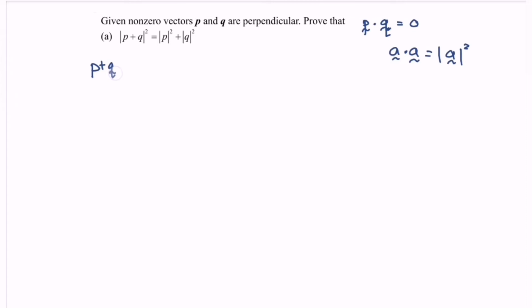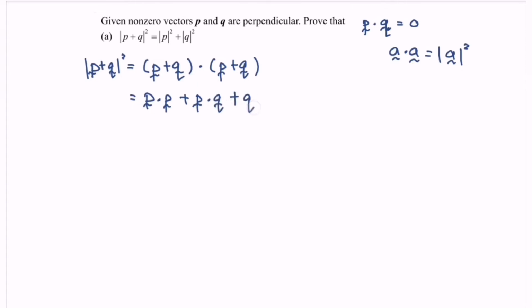P plus Q, we have the modulus squared, which is equal to P plus Q dot P plus Q. So kindly expand. So we have P dot P plus P dot Q plus Q dot P, and finally we have Q dot Q. Simplify. So we have the modulus P squared, then plus 2P dot Q, and for this part, we have plus the magnitude Q squared.